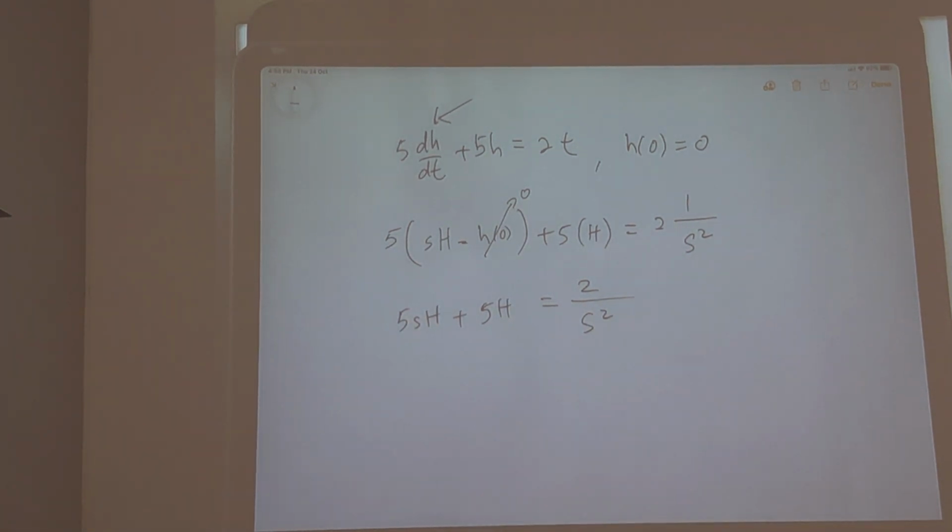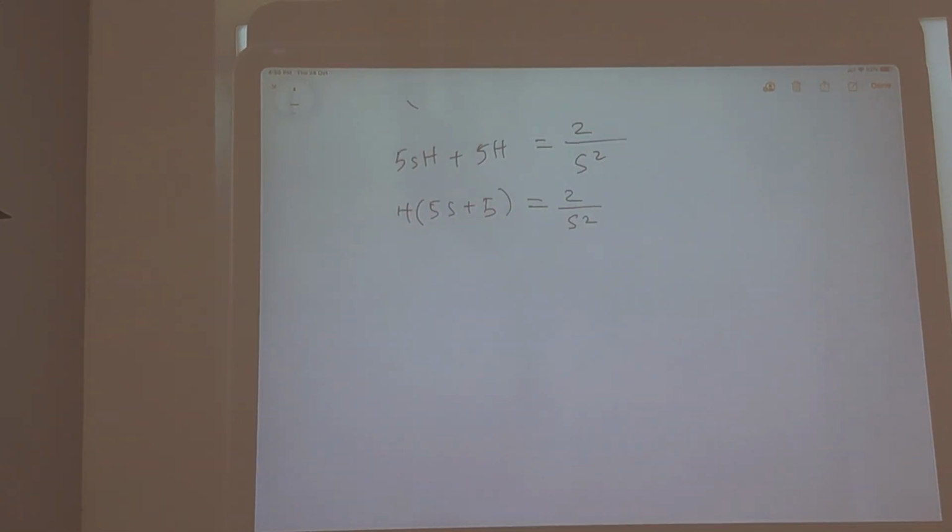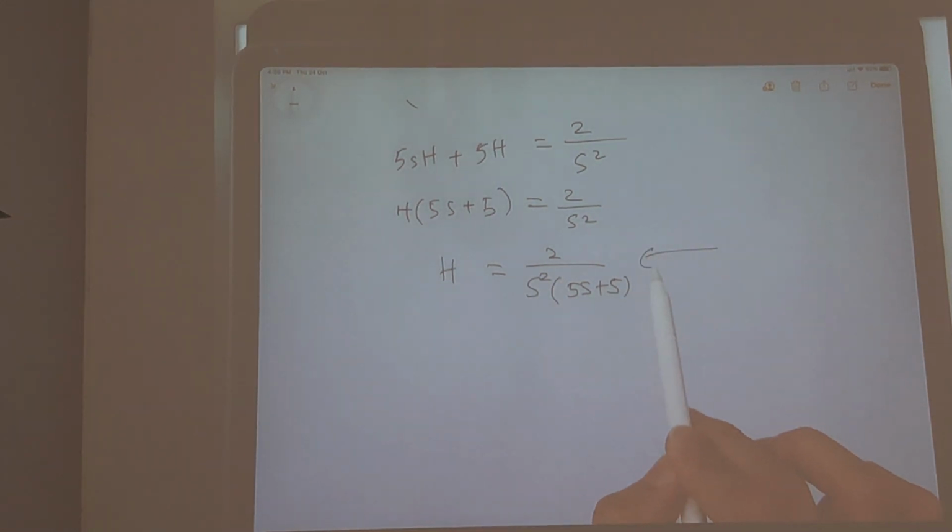Okay. If I take out H on the left hand side, what I have is (5s plus 5) H equal to 2 over s squared. And I want to have capital H on this side, all the s on the right hand side. So H equals 2 divided by s squared multiplied by (5s plus 5). Once I arrange in this form, we need to see from the table how to inverse it back. Okay? 2 divided by s squared times (5s plus 5).